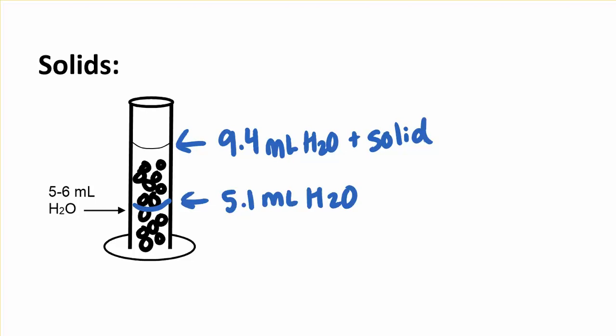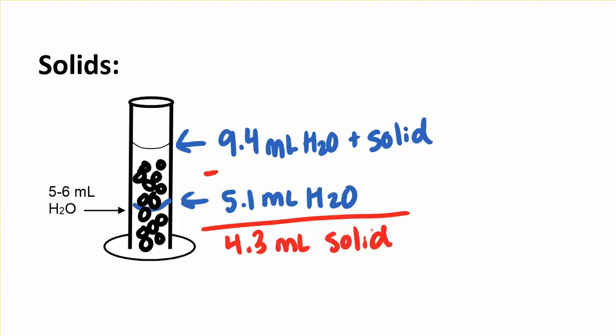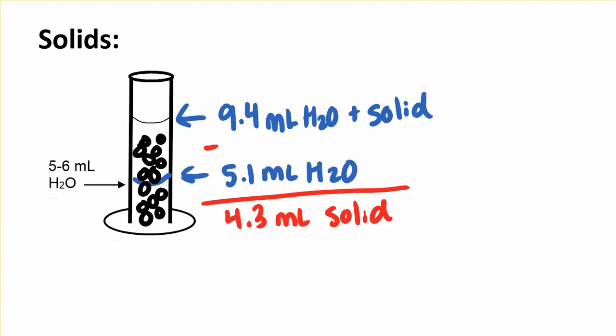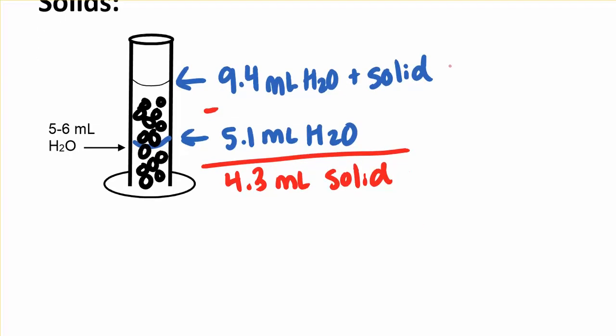So then we can determine the volume of our solid. All we need to do is subtract these two numbers. And we know the volume of our solid. The mass of the solid, of course, we'll have to weigh the graduated cylinder with just the water, and then we'll weigh it after we add the solid so we can get our density. And then you'll do the same calculation, mass of the solid divided by volume of the solid.